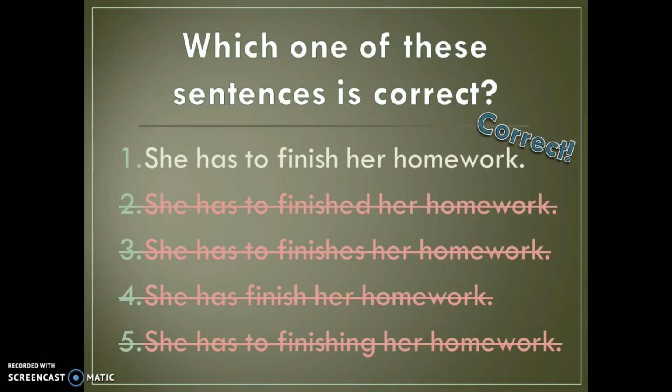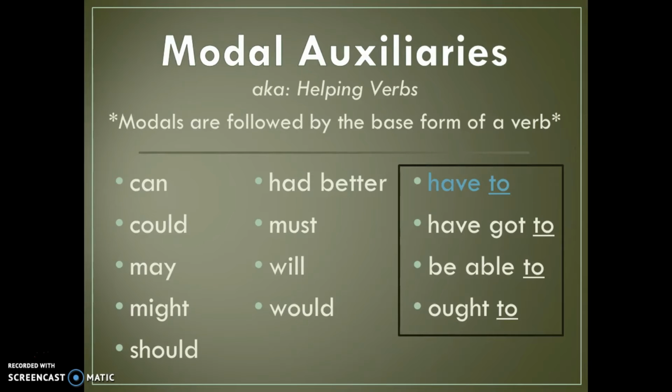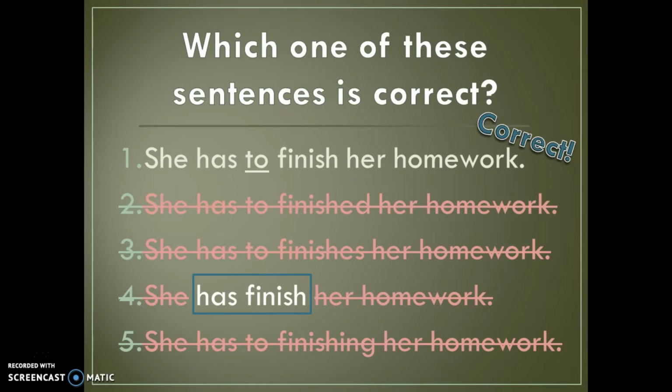Well, this one should have been pretty easy if you remembered that has to comes together as a unit, and after that we have our base verb. So remember these 4 modals, have to, have got to, be able to, and ought to, have the word to following them. I want to point out how number 4 was incorrect because it did not have the word to.